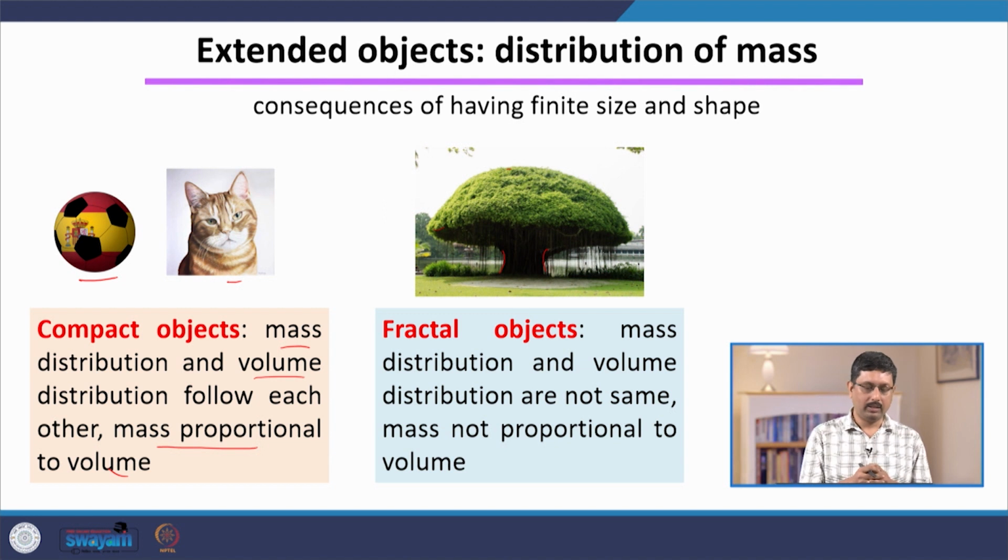Now, there is a reason that most animals follow the compact type of object, and most trees follow this fractal type of object. The reason is that animals are movable objects, so they need to conserve energy. They need to minimize the amount of energy they spend on movement, and that is why they are more compact. On the other hand, trees want to maximize their surface area to catch sunlight, so that is why they have evolved to become fractal objects. So, this is a side note.